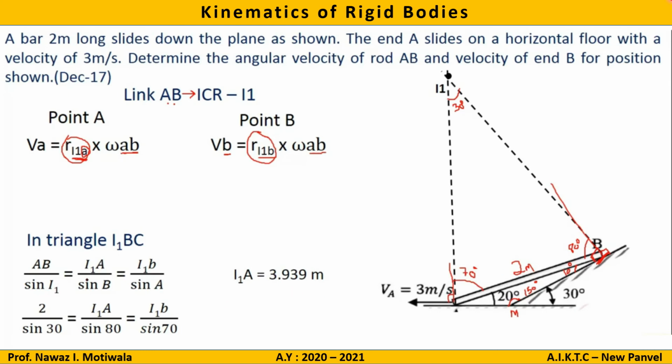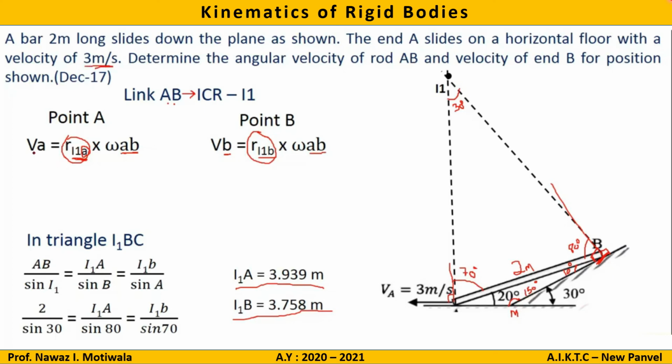What I will do, I will apply the sine rule. As you can see, I have applied the sine rule. After applying the sine rule, I got the answer for I1A as 3.939 meters and I1B as 3.758 meters. Now what I will do, simple substitution. Substituting the values of I1A and I1B in these equations, and also the velocity at point A is known to us as 3 meters per second.